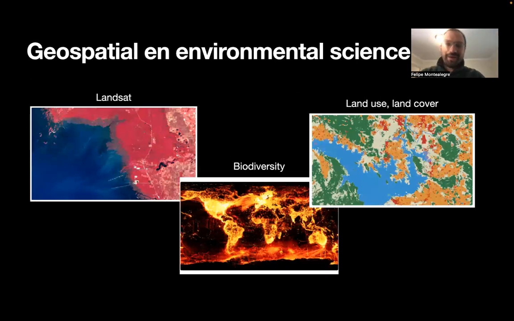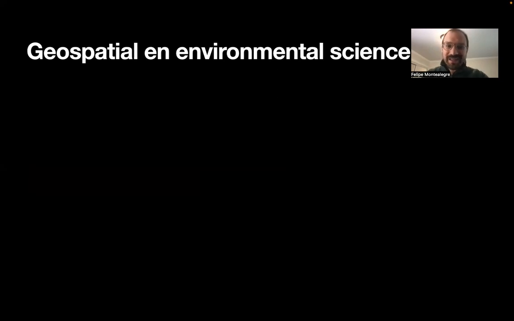Of course, geospatial data is a big thing in ecology. It comes up in many different forms. We have both raster and vector data, which are very common: Landsat images from satellites, biodiversity data, land use data. All of these are extremely useful for a variety of ecological purposes.